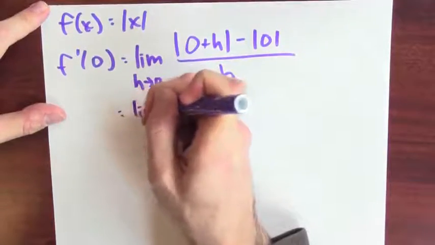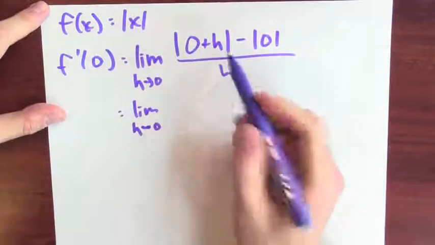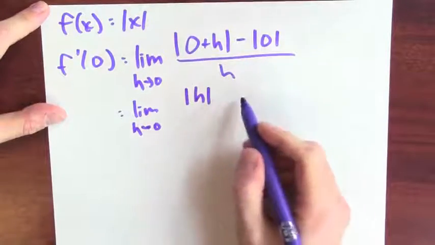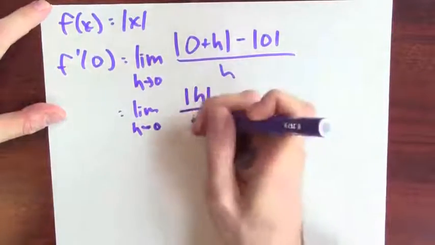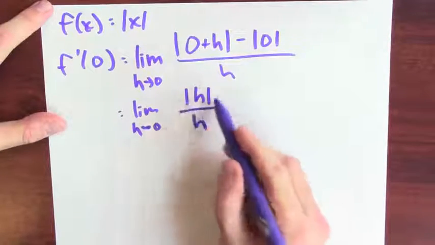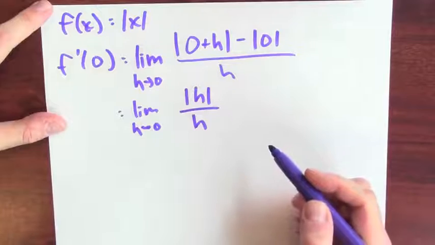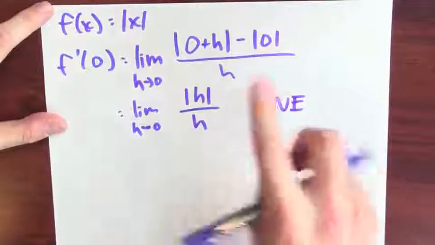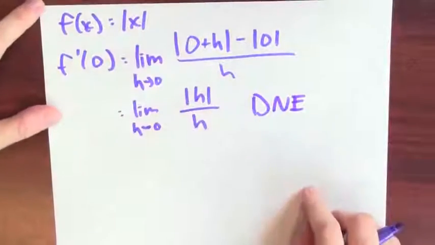Now I can simplify that a bit. The absolute value of 0 plus h is just the absolute value of h, and the absolute value of 0 is 0, so I don't even need to subtract 0, and I'm dividing by h. Now what's the limit as h approaches 0 of absolute value h over h? That limit doesn't exist, and consequently, this function's not differentiable at 0.